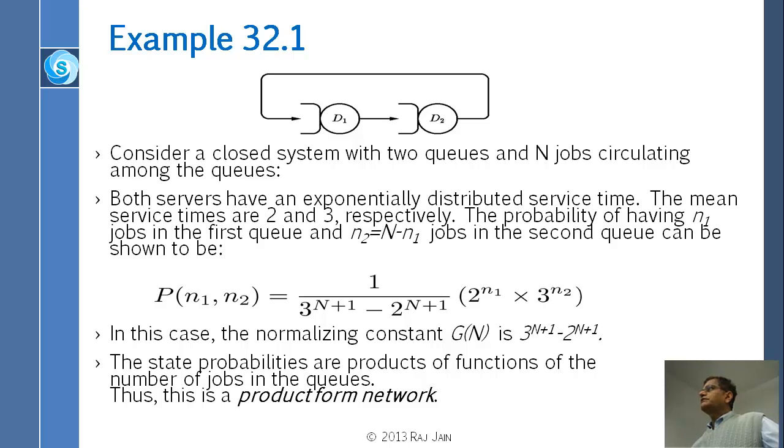All right. And this follows the product form. Why? Because this expression outside is a function of capital N, not of N1, N2. And this thing inside is a product of N1 and N2 functions. So whenever you see an expression like this, then you know this is a product form network.